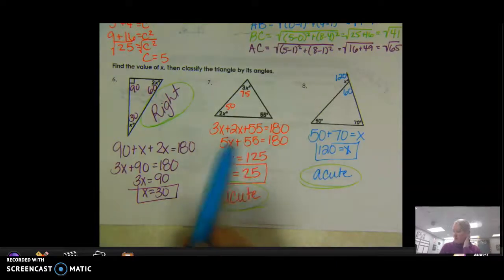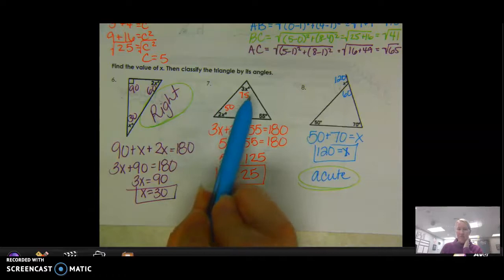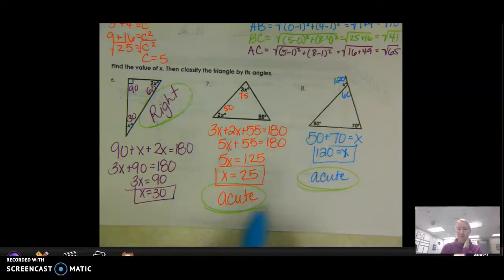So on number 7, it was 3x plus 2x plus 55 equals 180. When you do all the math and solve for x, you get x is 25. If I plug that in, I get 50 degrees, 75 degrees, and 55, which would make that acute.